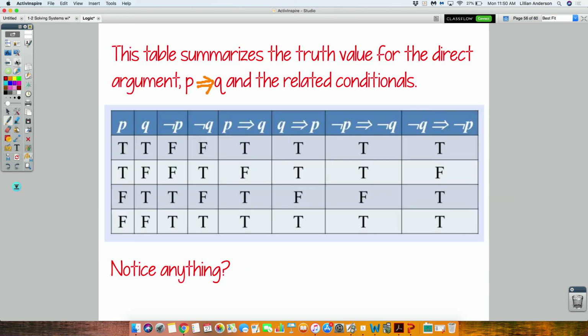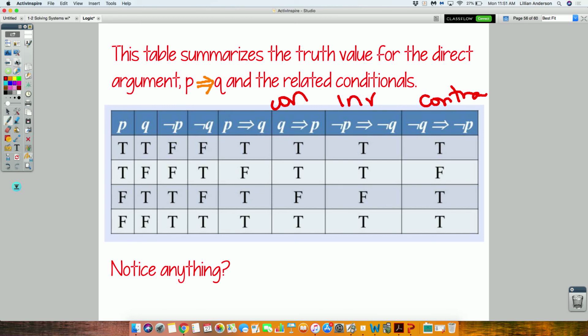Awesome. Okay. Now, do not write down this table. Okay? Let's just take a look. This table summarizes the truth value for the direct argument P implies Q, and then the other conditional statements. You have the converse here, you have the inverse, and then you have the contrapositive here. Okay? Notice anything? The converse and the inverse are the same, and the original and the contrapositive are the same?